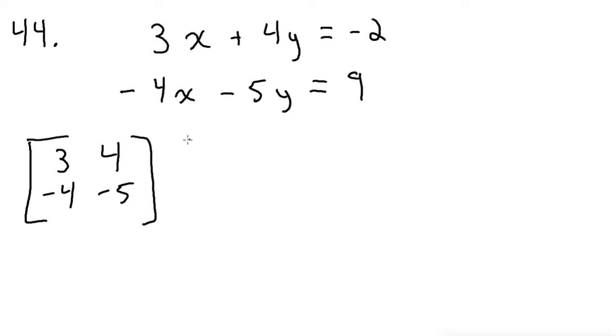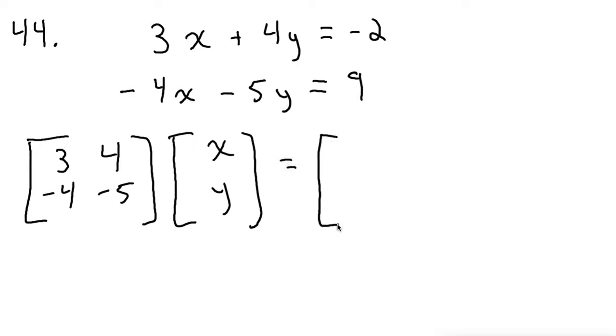So the next part that we're going to do is we're going to have another matrix, and I'll have the x up top because it comes first, and then what comes next is the y, so I'll put a y down here. So I have these two matrices multiplied together, and they're going to equal another matrix. We'll have a negative 2 up here, so I'll put negative 2, and then I have a 9 right here, so I'll have a 9 there.